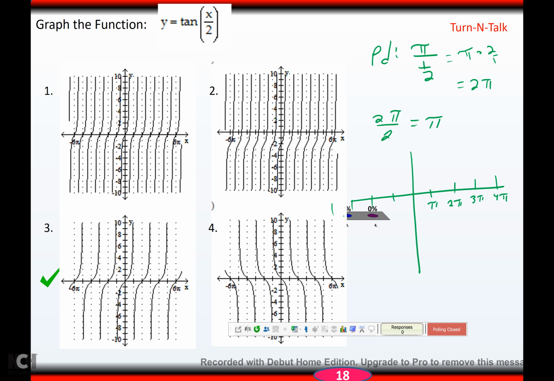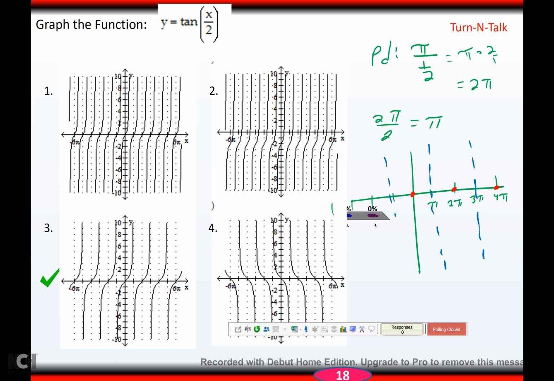We're doing tangent, which means for tangent, we have our zeros at the zeros of sine. So we have a 0, amplitude, 0, amplitude, 0. And every other mark is going to be an asymptote. So these are all asymptotes. Okay, and we are not negative, so we are going to be rising to the right through our zeros.